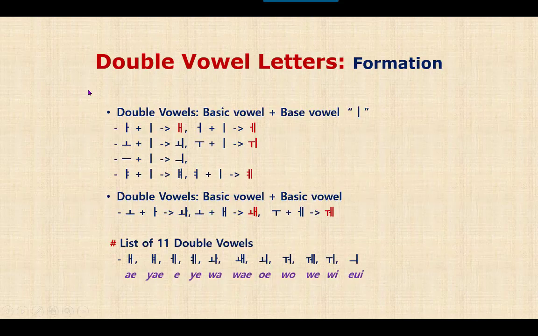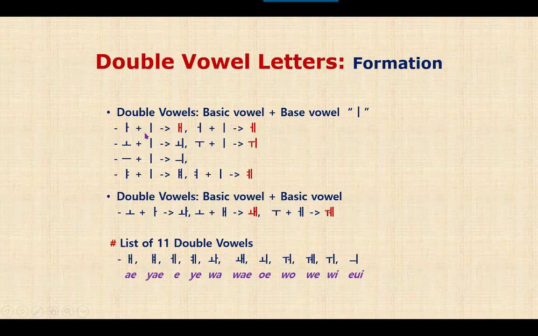And the single consonant or base vowel or basic vowels are combined to form more complicated vowels, especially the double vowels. There are two ways of making double vowels. The first way is the basic vowel into the basic vowel. We add e to a certain basic vowel to make double vowels, like this. A is a basic vowel. If we add base vowel e, it becomes a.